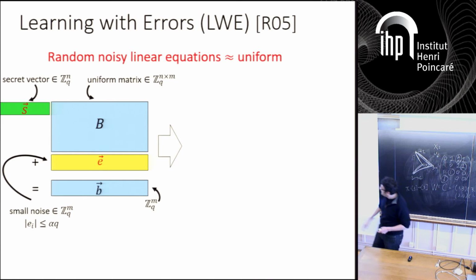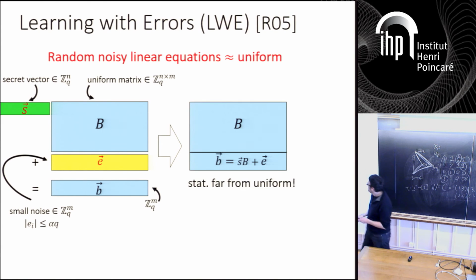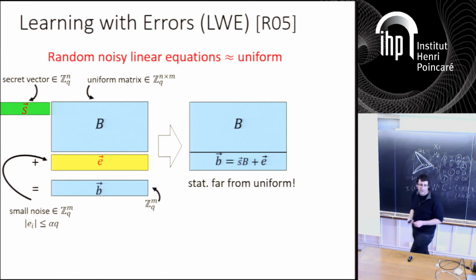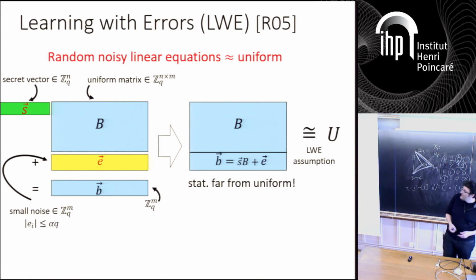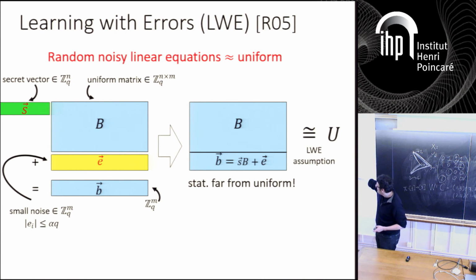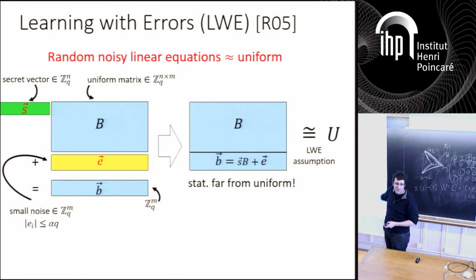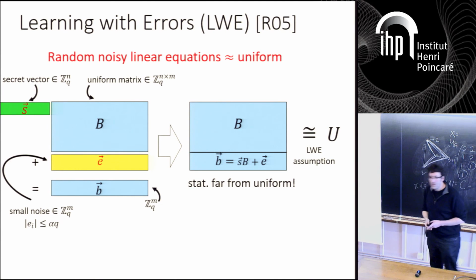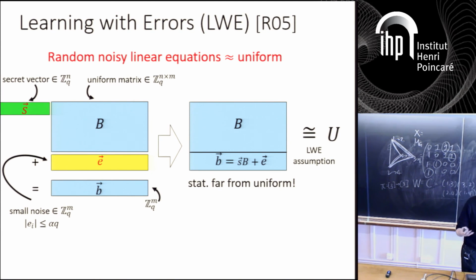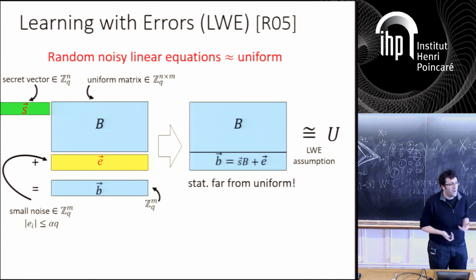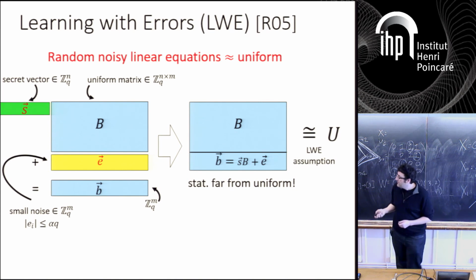We take this linear combination with the error and define a matrix whose first n rows are the matrix B and whose last row is this noisy linear combination. The LWE assumption says that this matrix, which is statistically far from uniform, since in a uniform matrix it is very unlikely that the last row is close to a linear combination of the previous rows, is computationally indistinguishable from uniform. You can't tell these distributions apart. It looks like a uniformly random matrix. Okay, that's LWE.